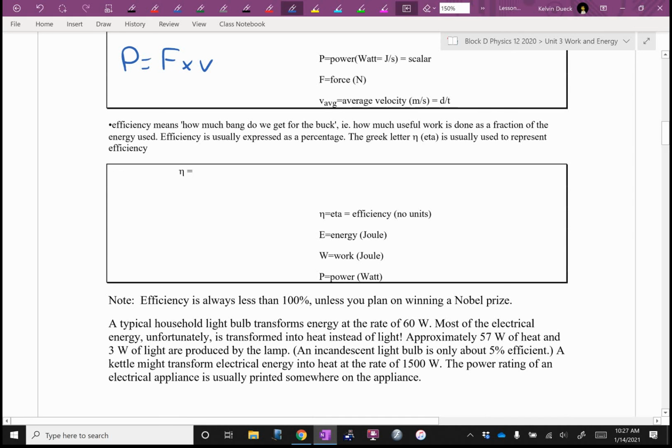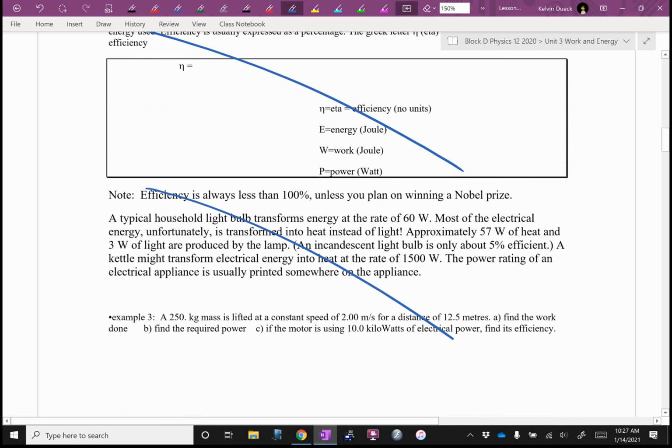Efficiency is how much bang we get for our buck. If you put in 1,000 joules of energy and you only get out 800 joules of work, that's 80% efficient. There's the explanation. Skip that.